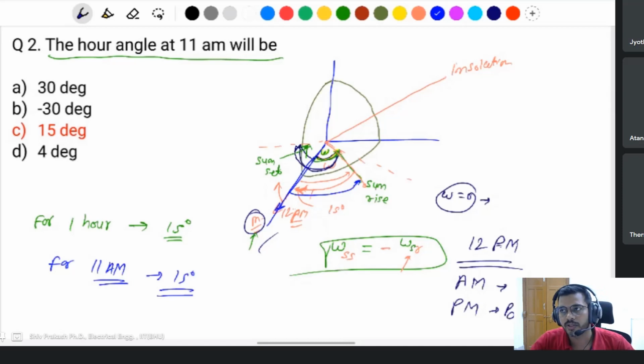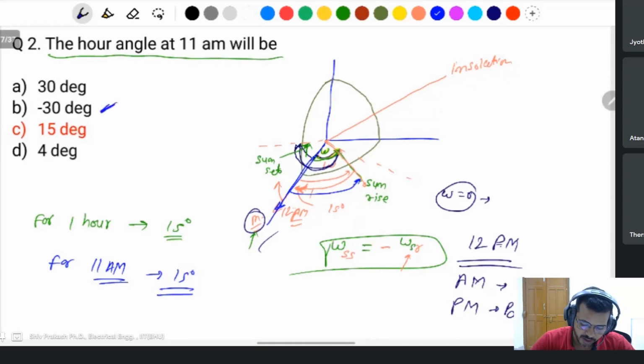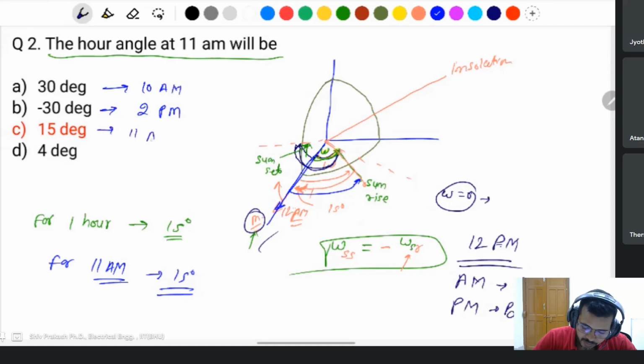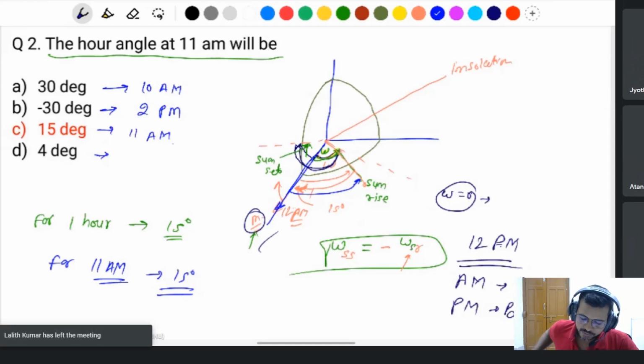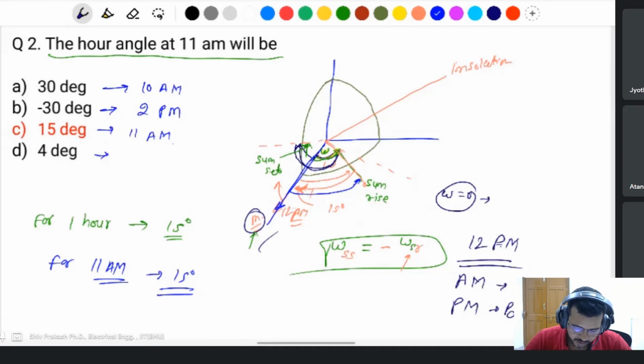Same thing if you talk about 2 p.m., it will be a minus of 30 degrees. This one is for 2 p.m. This will be 10 a.m. This will be a quarter of 1 hour, with 45, 11:45, approximately.